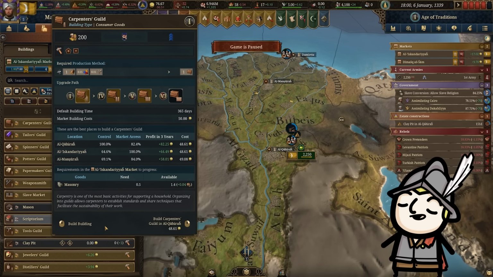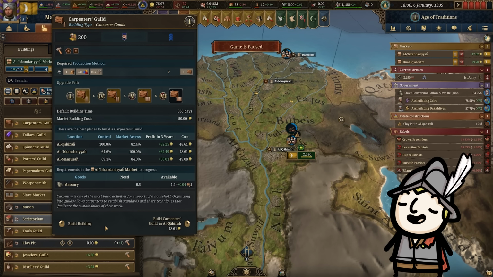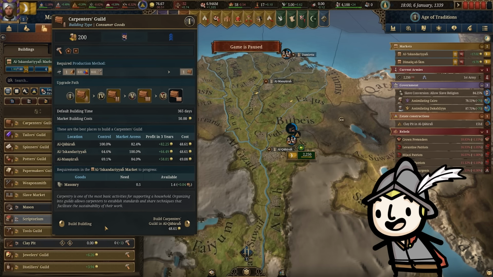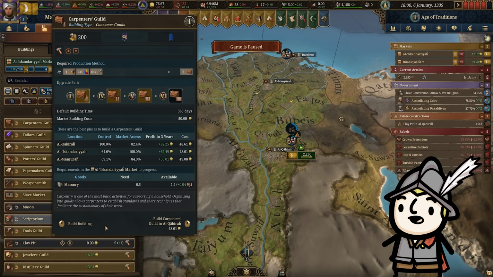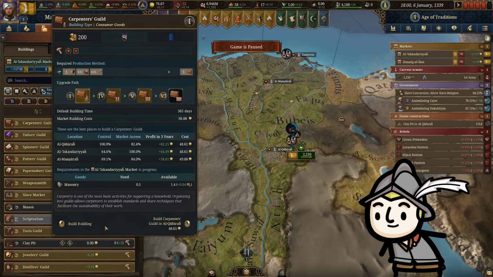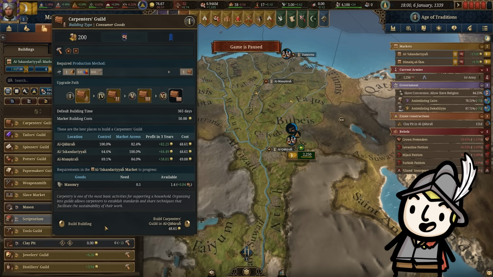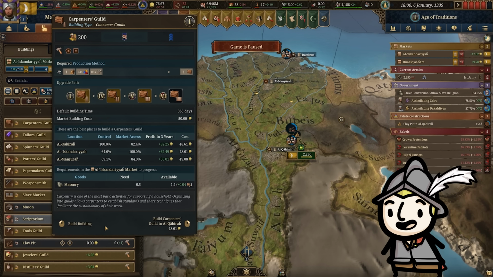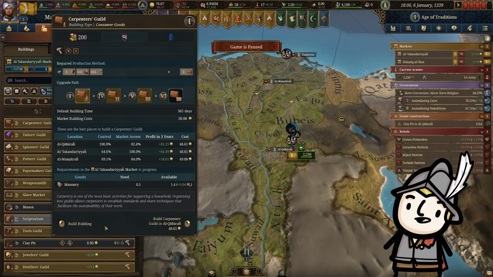Circling back to the tooltip we started this conversation at, the Carpenter's Guild. Now we understand why the high control and the high market access are going hand in hand to make our capital here a profitable location to build a building. The lower control in other locations is reducing our tax base in those locations, thus reducing the value that we can extract from them. And the lower market access that we can see here is going to be lowering the RGO tax base that is being created and is going to be lowering the goods consumed, thus reducing demand, and goods built, thus reducing value.